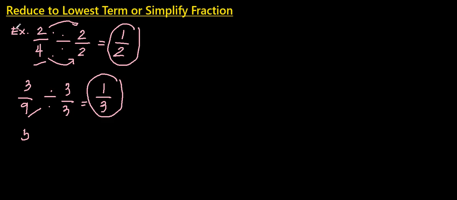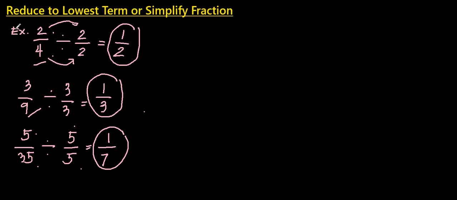Another example, 5 over 35. What is their common factor? So we have 5 over 5. 5 divided by 5 is 1, and 35 divided by 5 is 7.